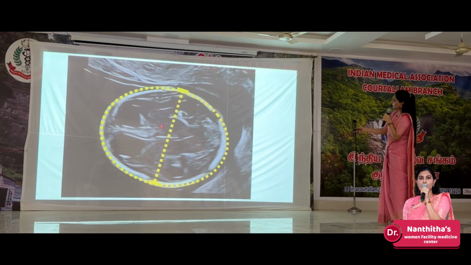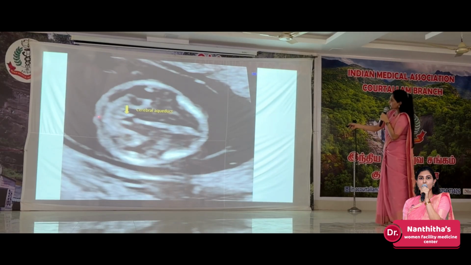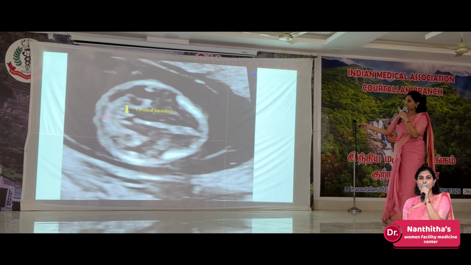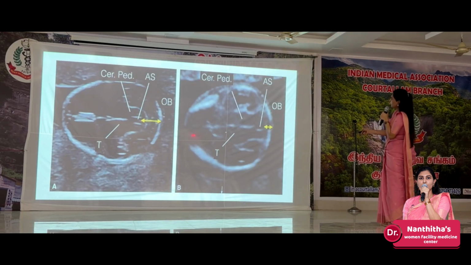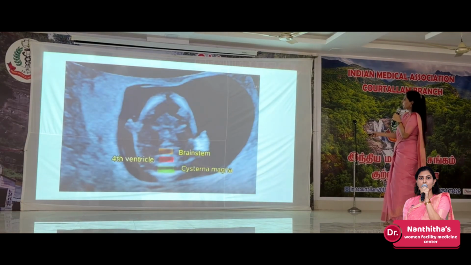Just below it are the thalami, and if you can see the cerebral aqueduct. The importance of the cerebral aqueduct is it should not go and touch the occipital bone. If it touches, then there can be some posterior fossa malformations. Here how it should be, not like this, it is very close to the occipital bone.